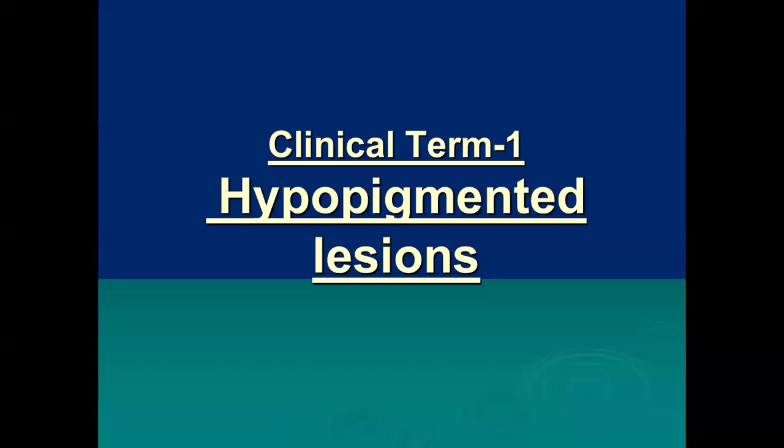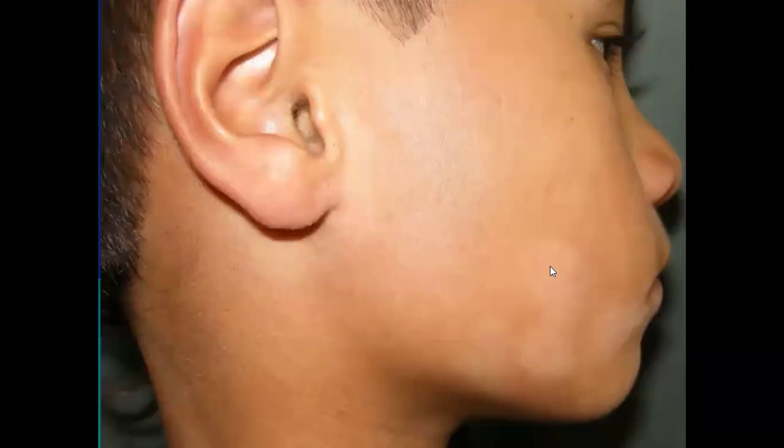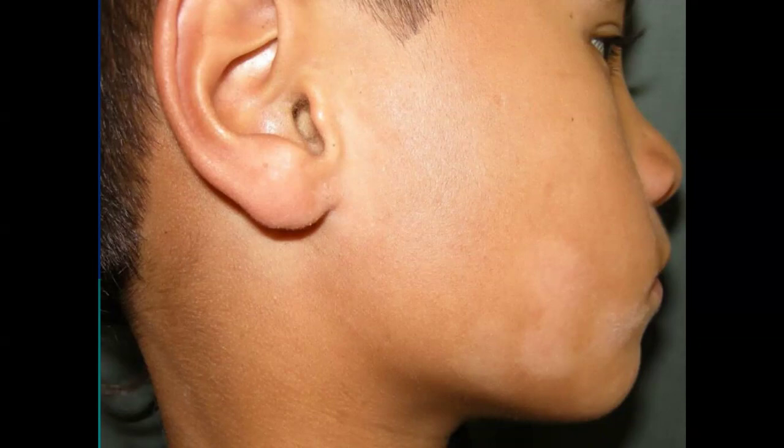So the first clinical term I am going to take up today is hypopigmented lesions. From childhood till old age, you will come across several patients in your OPD who have come to show you one or many hypopigmented patches on their face or on the body. By patch, you must all know that the lesions have no thickness. So they are flat lesions with altered color, and in this case, the change is depigmentation or hypopigmentation.